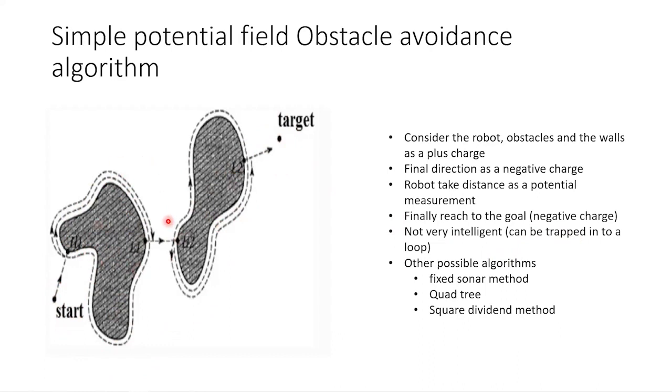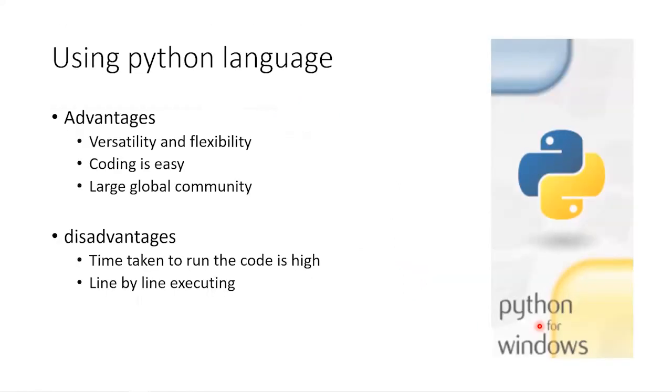Today we are going to use this algorithm without the target. When you are coding, you can code the target as well if you want. And there are other algorithms called the fixed zona method and the quadri method. You can use them as well.